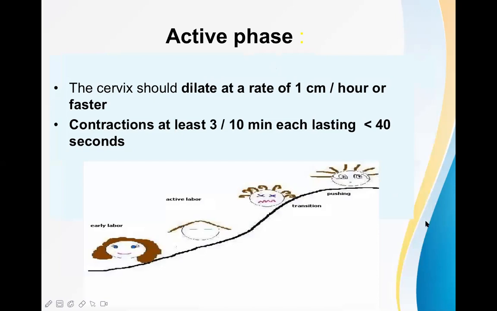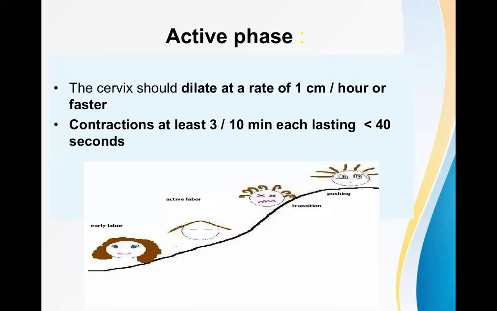Now, what happens in the active phase of the first stage of labor? Please focus here. The cervix should dilate at a faster rate now. After 3 to 4 centimeter dilatation, till it reaches 10 centimeter, the cervix dilates at around 1 centimeter per hour, or in multigravida, even 1.5 centimeter per hour.